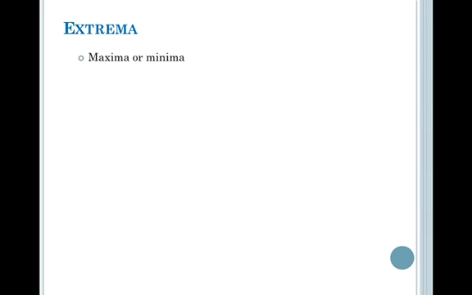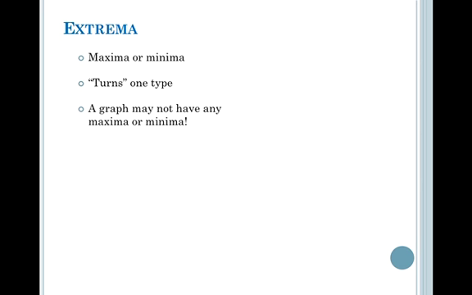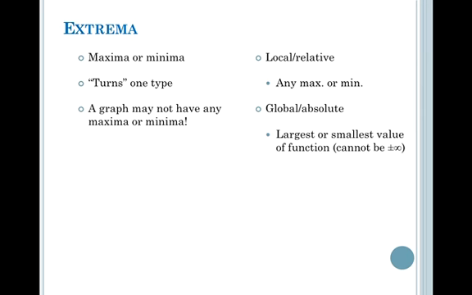Let's talk about extrema. All that means is a maximum or minimum on your graph. So we already saw some turns, and that's one type of extrema. A graph might not have any maxima or minima. There are 2 categories for extrema. They can either be local or relative, which is pretty much just any max or min, or it can be global or absolute, and this would be the largest value that the function has or the smallest value that the function has. And infinity and negative infinity aren't considered a global maximum or minimum.